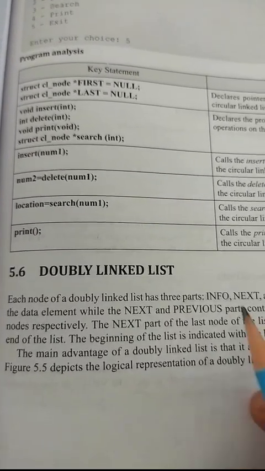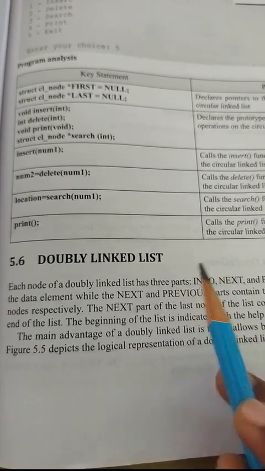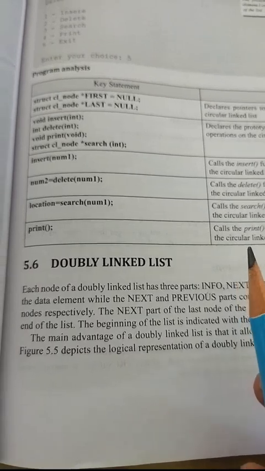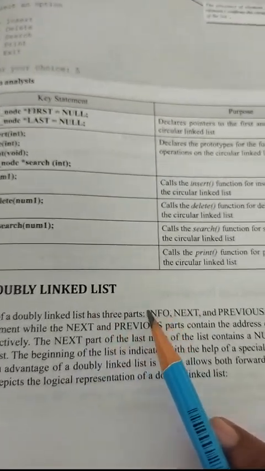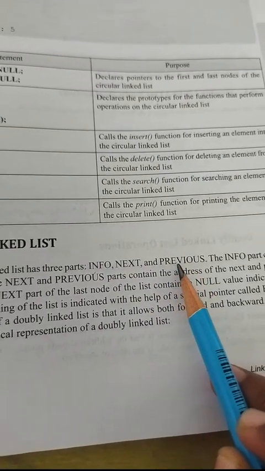Each node of a doubly linked list has three parts. In case of circular linked list and single linked list, there are only two parts, info and next. But in case of doubly linked list, there are three parts. First one is info, second next and third previous. These are the three parts.